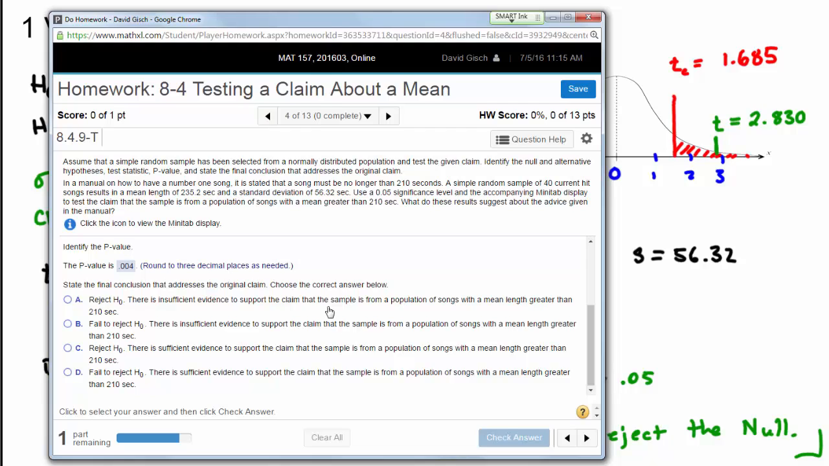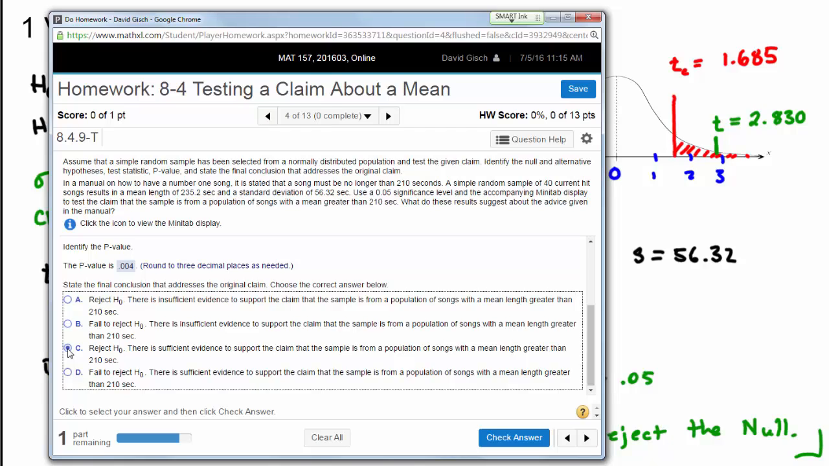So now, which one are we doing? Well, we already said we're going to reject the null, so we are either A or C. And we also said we supported the claim. So A says reject the null. There is sufficient evidence to support the claim that the mean length is greater than 210. What's C say? There is sufficient evidence to support the claim. There is sufficient evidence. Yeah, there we go.